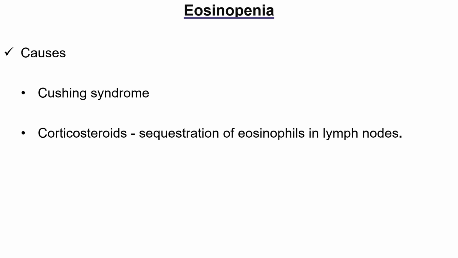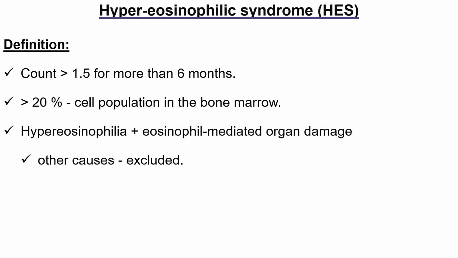Eosinopenia, in other words the decreased eosinophil count, is caused by Cushing syndrome and the use of steroids that lead to sequestration of eosinophils in lymph nodes.